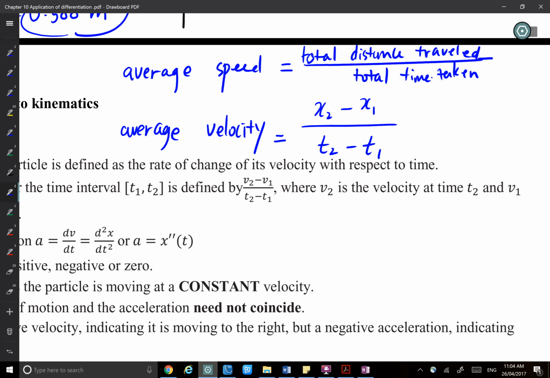Let's say this particle from here to here takes 5 seconds. Average speed will equal 15 over 5. That equals 3 meters per second. And average velocity equals 5 over 5, which equals positive 1 meter per second. That is the average velocity. Okay.